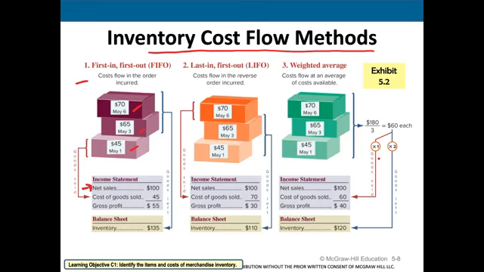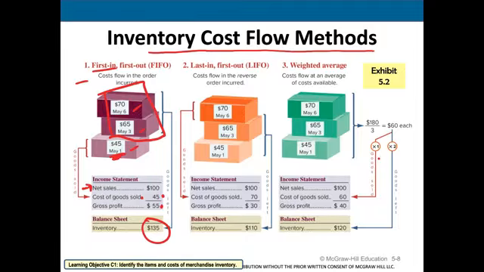So FIFO says first in, first out. The first one you purchased is what we're going to assign to your cost of goods sold. The first box that we purchased, the oldest box, is May 1st. So we assign $45 to cost of goods sold, and our gross profit is $55. The remaining amount in inventory is these two boxes, the $70 plus the $65.